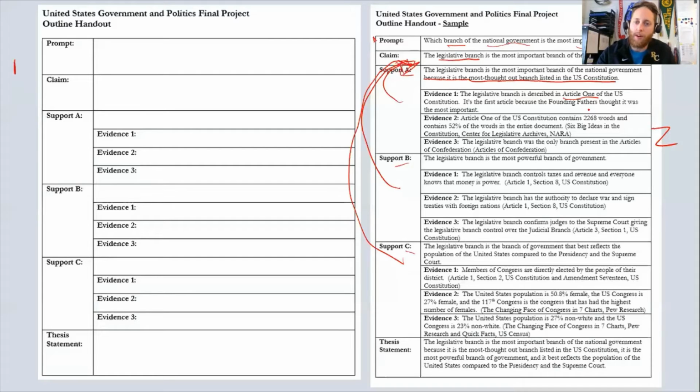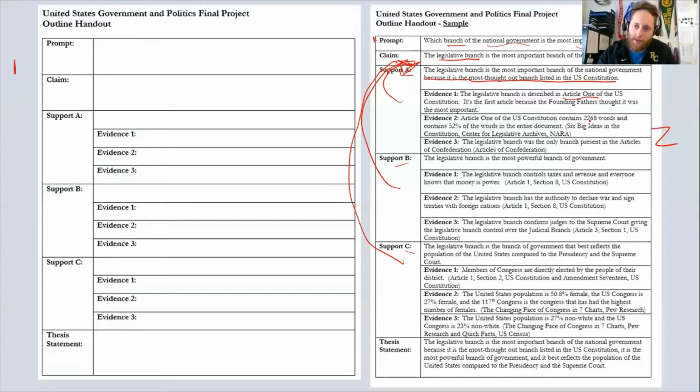Evidence 2, you can look at how much longer. If you flip through the Constitution, you can kind of see how much longer Article 1 is compared to the others. There was a nice website from NARA, the National Archives and Research Administration. Dang it, I'm blanking on what NARA is right now. I'm a failure. I'm a hacking fraud as a historian. Oh no. But anyways, the Center for Legislative Archives counted out how many words are in the first article of the U.S. Constitution and compared it to the rest.